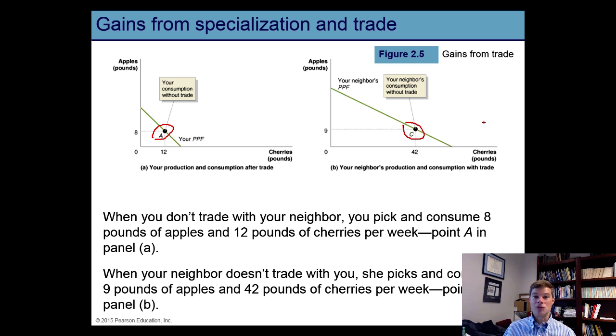so that if you and your neighbor do not trade, we're going to assume that you would have 8 pounds of apples to consume and 12 pounds of cherries to consume, and your neighbor would have 9 pounds of apples and 42 pounds of cherries. Now we're going to compare this point of no trade with your levels of consumption if we allow trade.